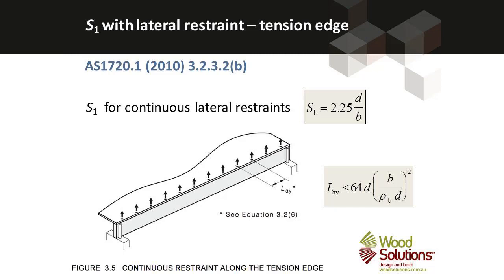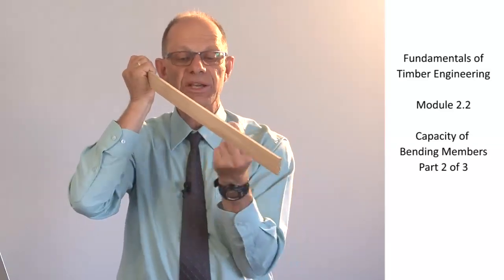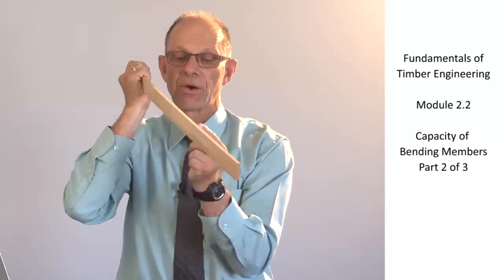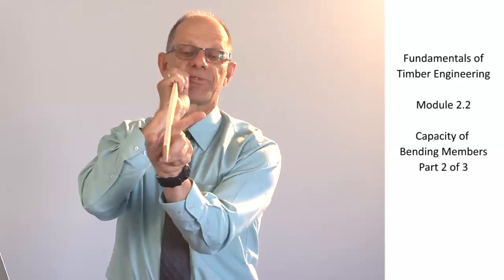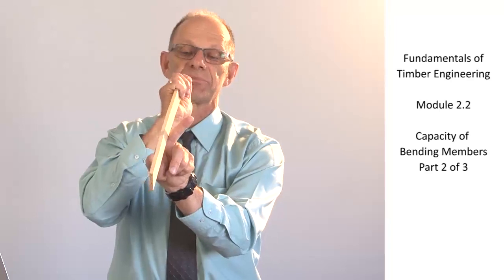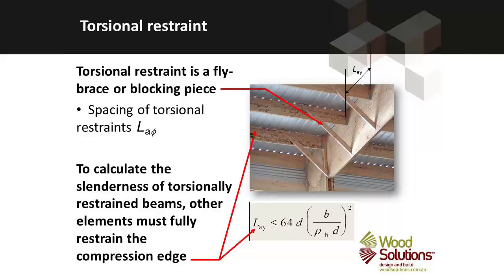Now, if we've got a very big, deep member, say a rafter in a portal frame, and we have uplift on it, the bottom edge is a compression edge and it can want to move sideways. We can stop that by fitting some fly braces. These are braces that go from the bottom edge up to something in the roof structure that's going to stop that bottom edge from moving sideways. And we can evaluate the slenderness of a system in which fly braces have been installed.